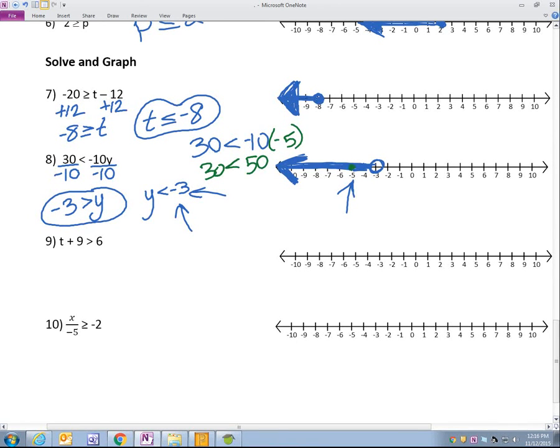Now let's say that we made our line go the wrong way. Oh boy. Is 30 less than negative 30? No, it is not. So that means that I went the wrong way when I tried to substitute that in there. So that's how you check your answers.